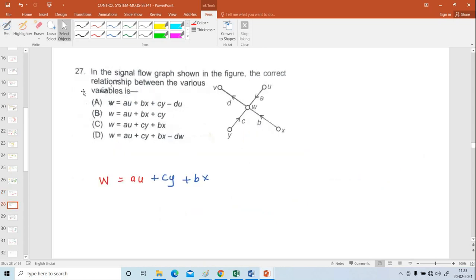Next problem. In the signal flow graph shown in the figure, the correct relationships between the various variables are: See here, W is there. I am going to write W equal to, what are the signals meeting at the W point? The first signal is C into Y, and second, B into X, and A into U. So both B and C are correct answers.